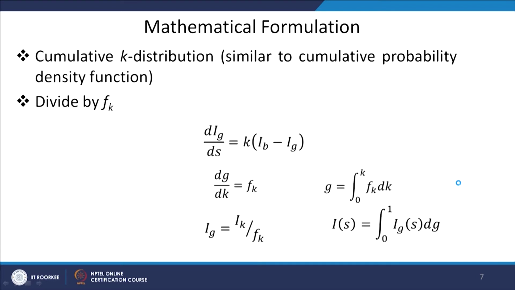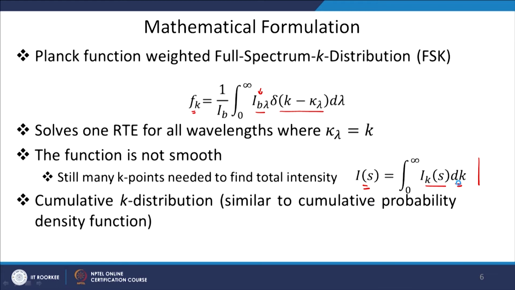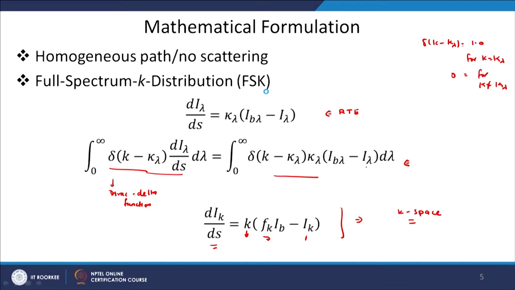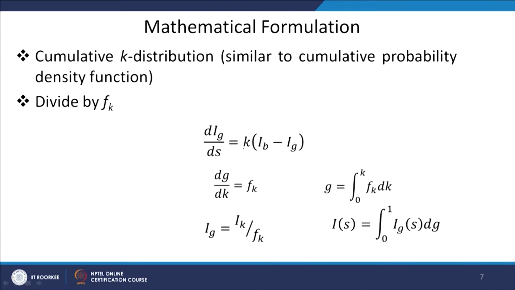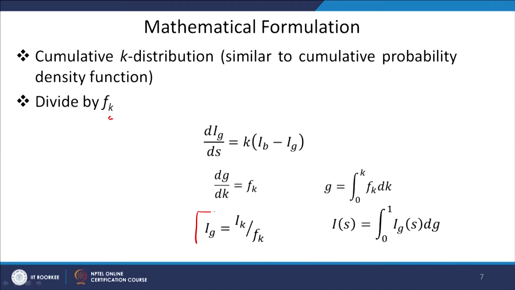It is very easy to do. All we have to do is just divide this equation by Fk. So, what we get is dIg by ds is equal to k times (Ib minus Ig). So, we have divided the RTE in k space by Fk, and we define Ig as Ik upon Fk.